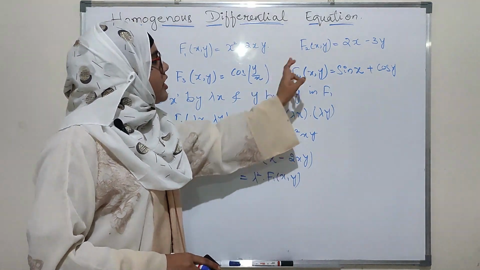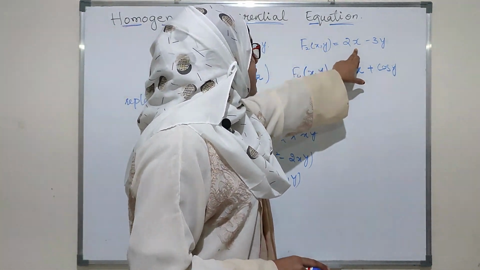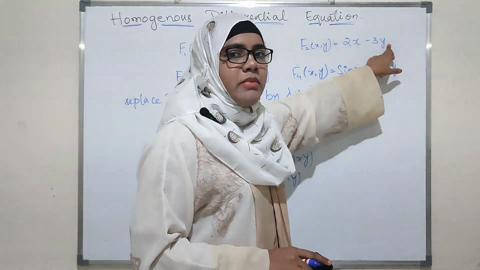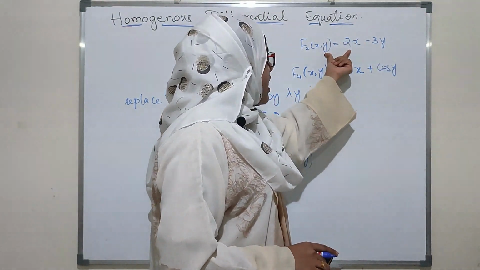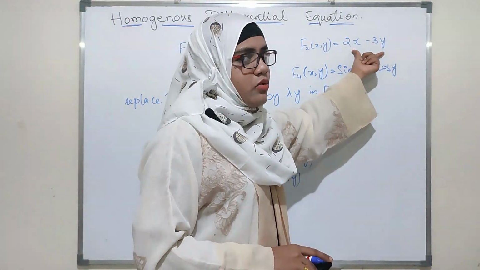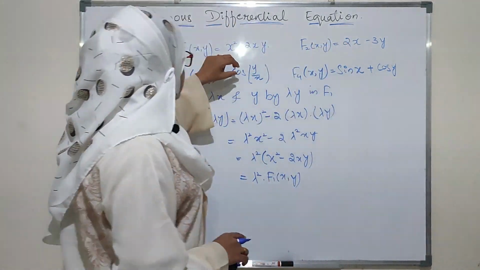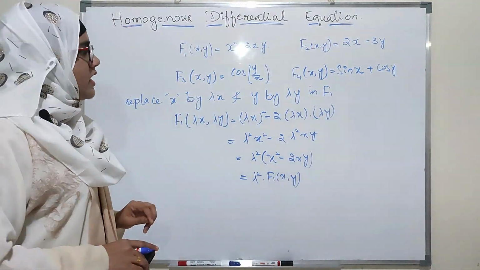Similarly, we can check for f2. Here replace x by lambda x and y by lambda y. Then take lambda common, and you get the same bracket 2x minus 3y, so we can write lambda into f2 of x comma y. So this one also satisfies the given condition.